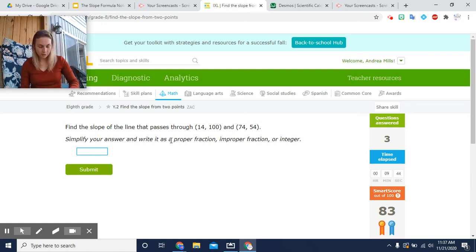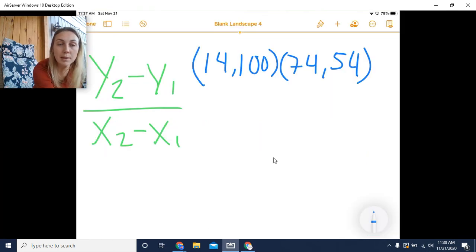Same thing, it gives you 2 coordinates. You can make your first coordinate x1 and y1, make your second coordinate x2 and y2, and then just put them in the slope formula and simplify. So let's go ahead and do that. We have 14 and 100. Then we have 74 and 54. Cool. Let's go to my iPad real quick and label them.